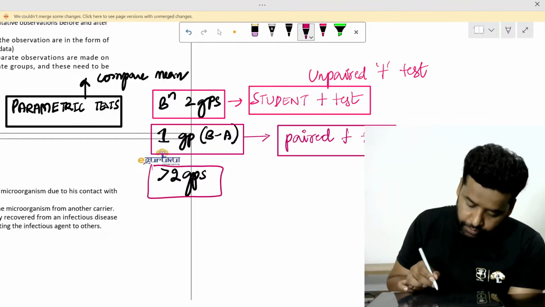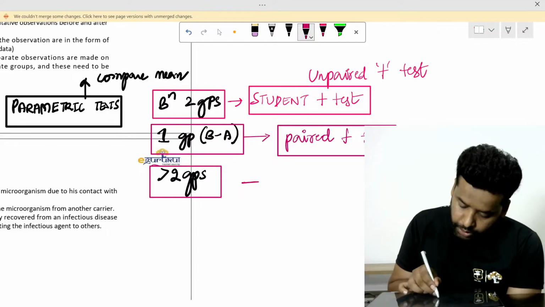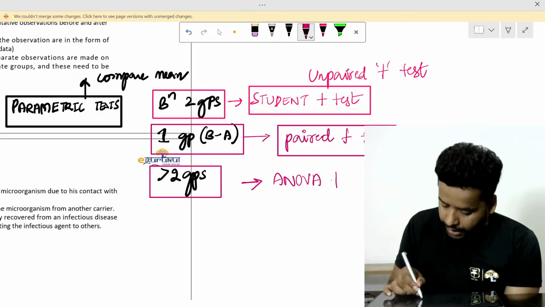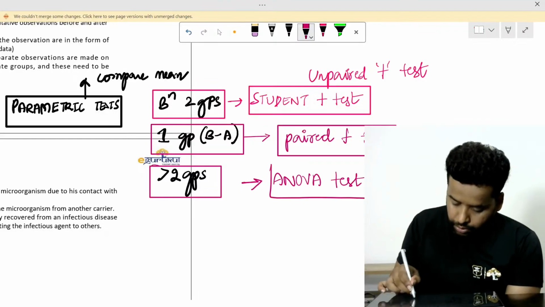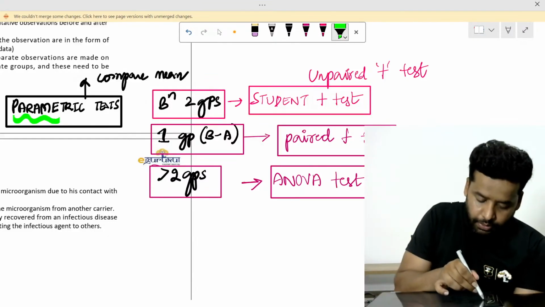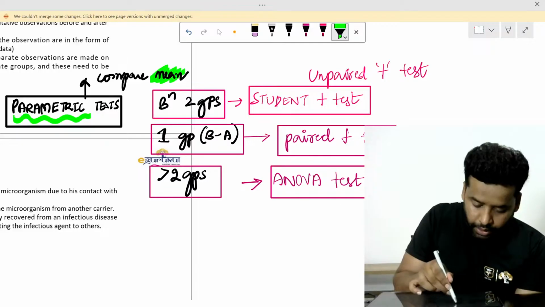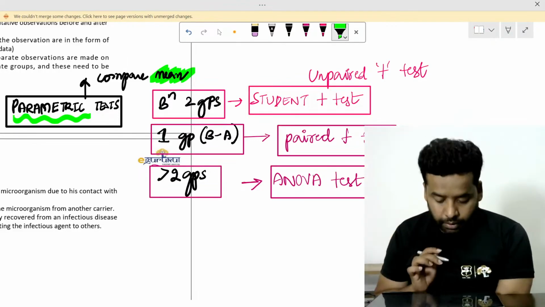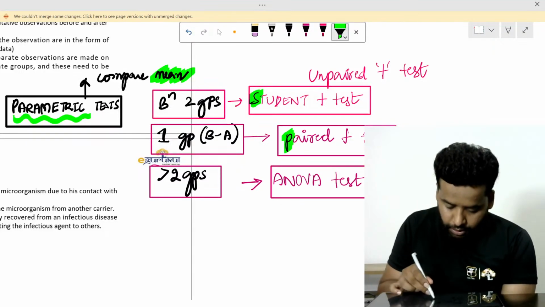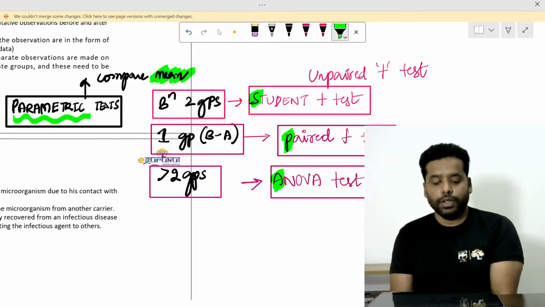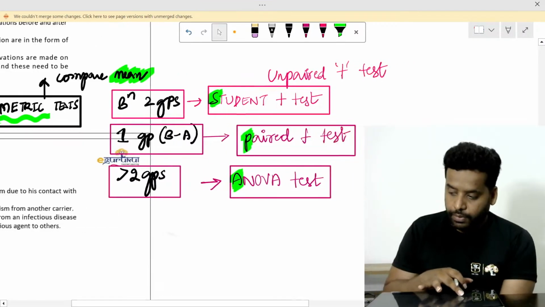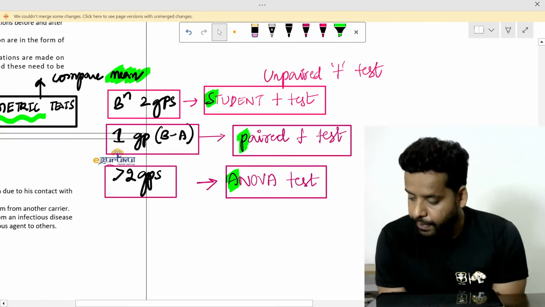More than two groups if I am comparing, the outcome variable more than two groups, ANOVA test. Analysis of variance. These three are examples for parametric test where you will be using them to compare mean values. Tell the mnemonic. Student t-test, paired t-test, ANOVA test. What will be the mnemonic? SPA.